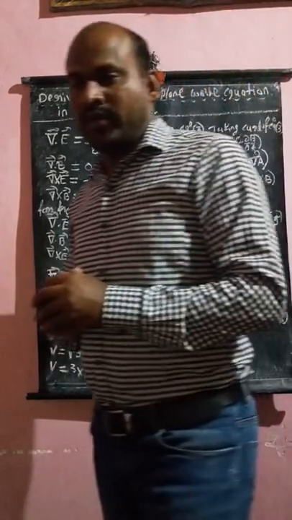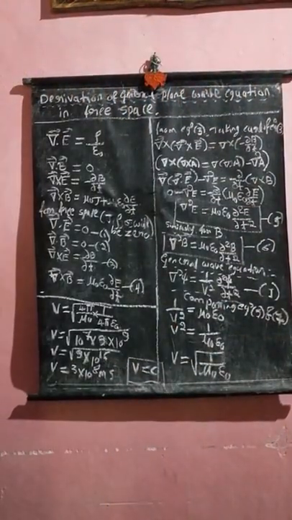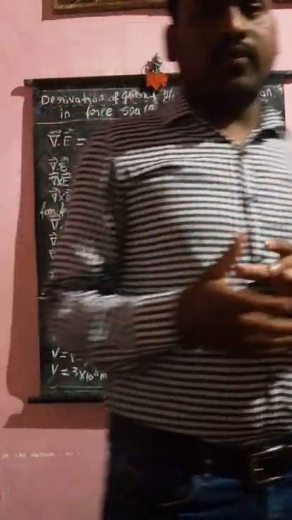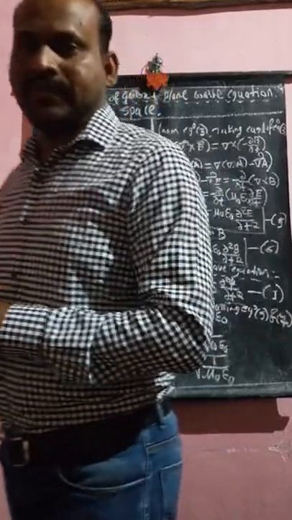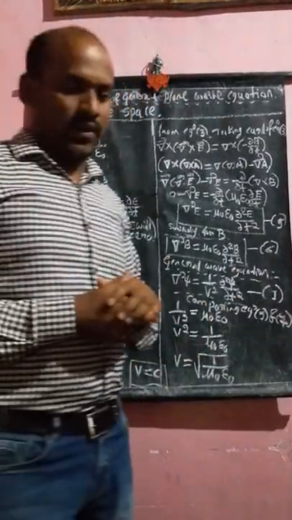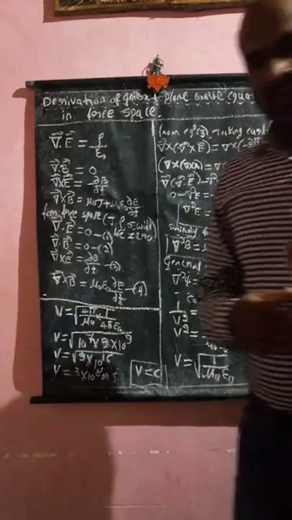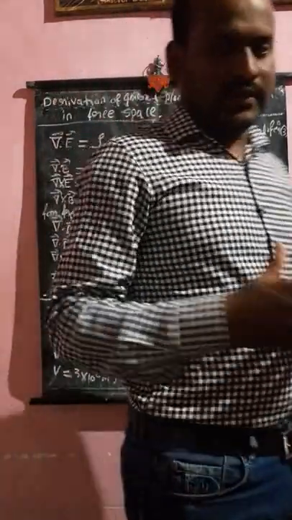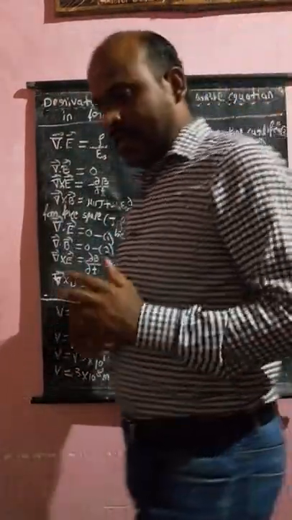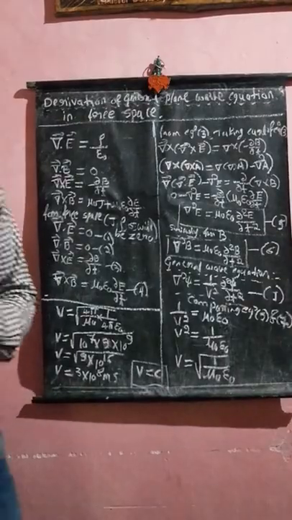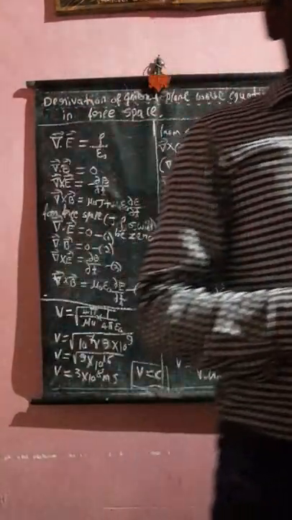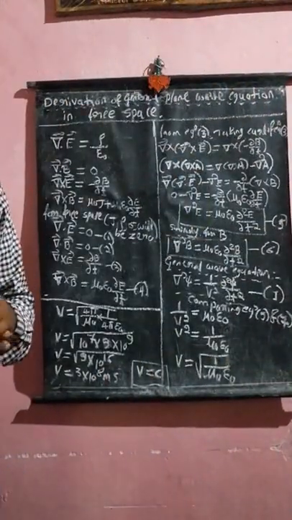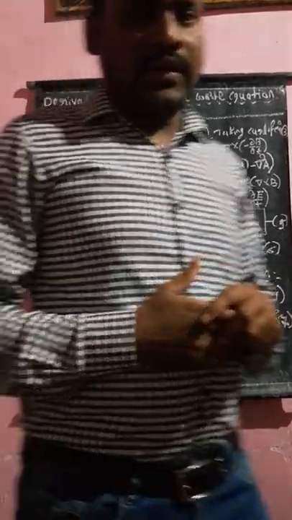So today I am going to discuss the derivation of the general plane wave equation in free space. This topic is for BSc 4th year students. I already discussed in class the introduction to electromagnetic waves: what curl, divergence and gradient are, their physical interpretation and properties, and the Maxwell equations and their derivation. These things are already done in the classroom.